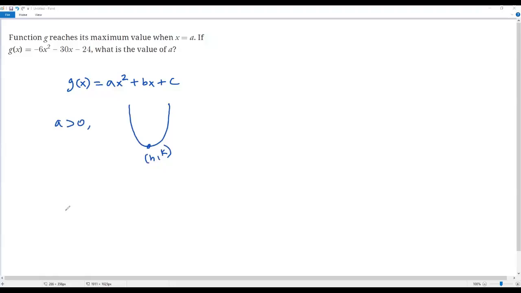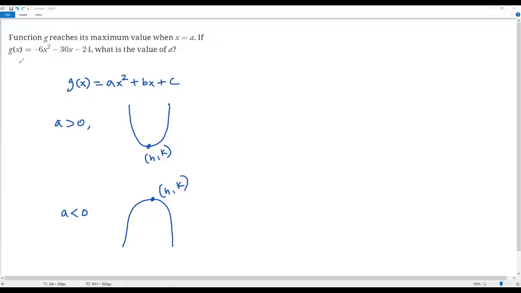Okay, so what if the leading coefficient is negative, that is less than 0? The parabola will open down and will have the vertex at the top, so h comma k. So now it is considered a maximum point, and the y coordinate over here, that is k, is the maximum value of this g of x.